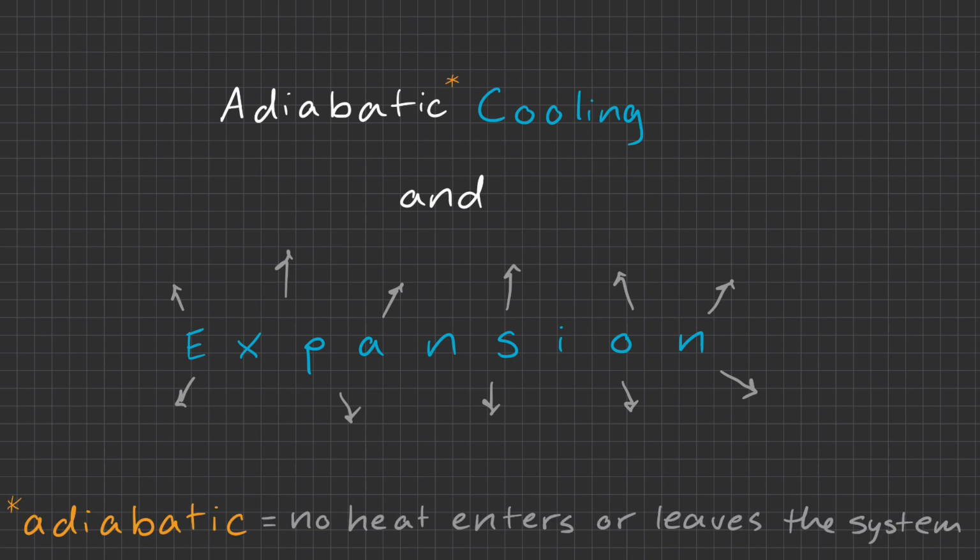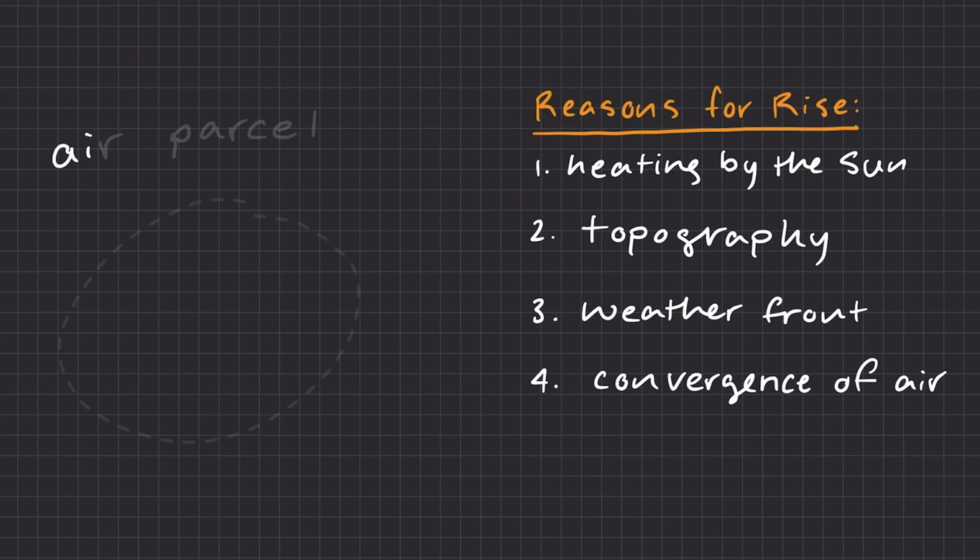Adiabatic describes a process through which no heat enters or leaves the system in question, which for us is an air parcel. Imagine a ball of air with a certain temperature and pressure. We'll call this an air parcel.